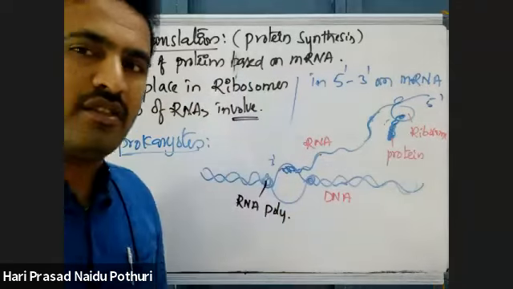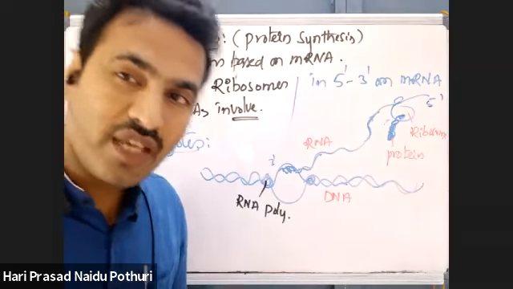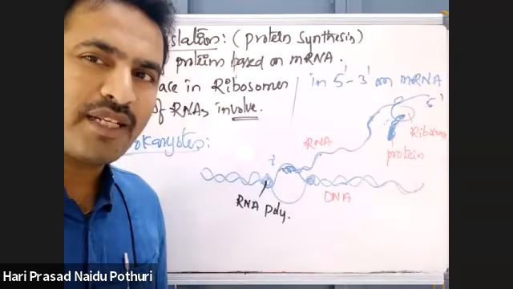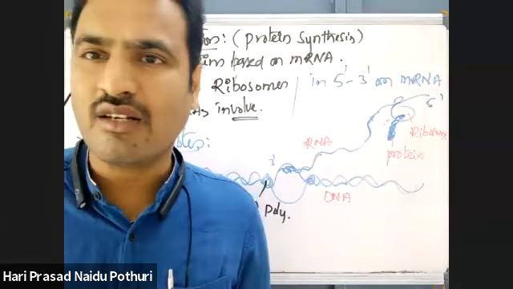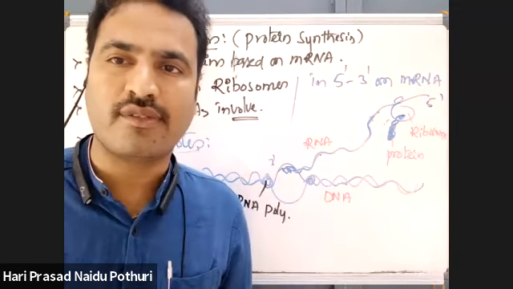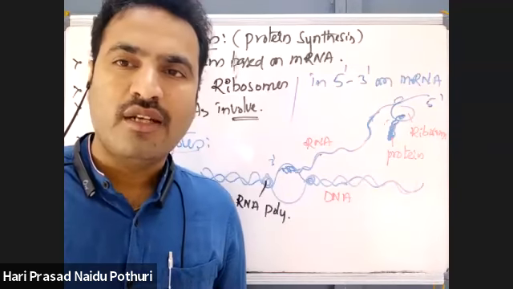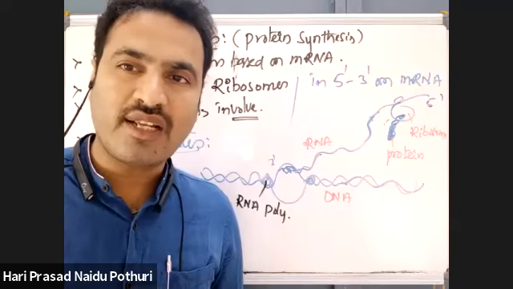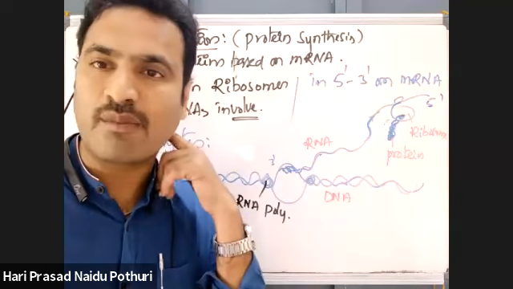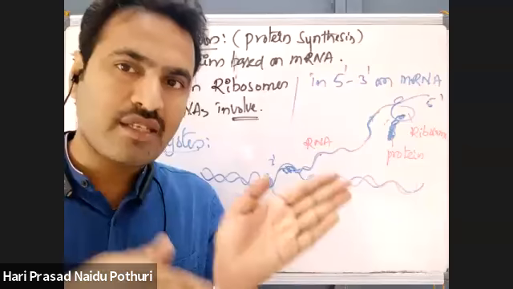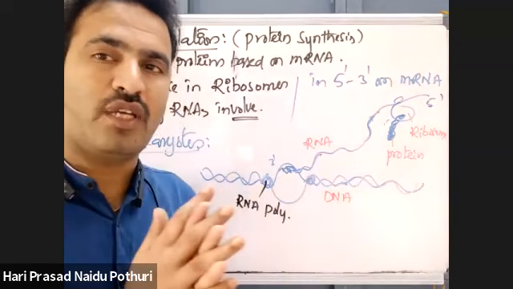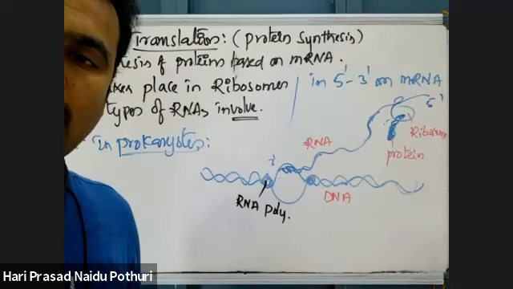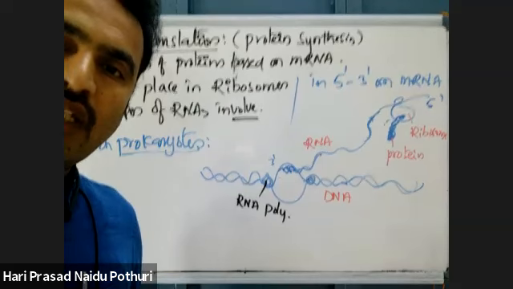Translation is outside the nucleus. So what happens in eukaryotes? RNA will form first, hnRNA or primary transcript. That hnRNA undergoes post-transcriptional modification. Then RNA will be matured. That matured RNA will be transported to ribosomes. Once it is transported to ribosomes, protein synthesis takes place. So protein synthesis takes place after the completion of transcription in eukaryotes. But in prokaryotes, it is a simultaneous or coupled process. Before the end of the transcription, translation will begin.